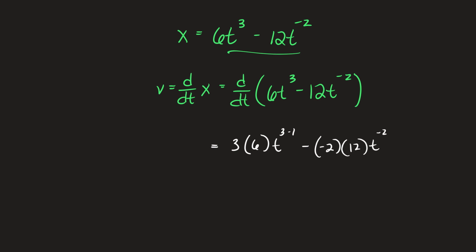Then take 1 away from the exponent. And that's it. Now clean it up. 3 times 6 is 18. T to the 3 minus 1 is t squared. And now I've got negative 2 times 12, which is going to be negative 24, but I have a negative there already, so positive 24. And that's t to the negative 2 minus 1, or negative 3.